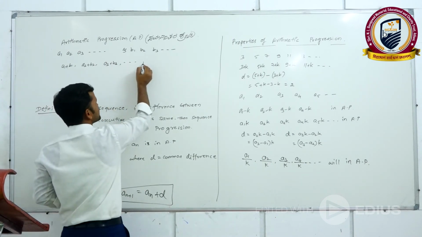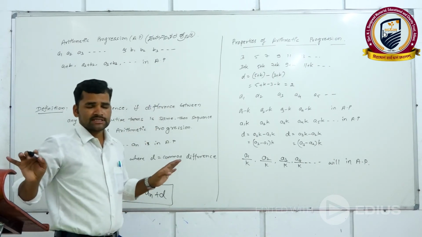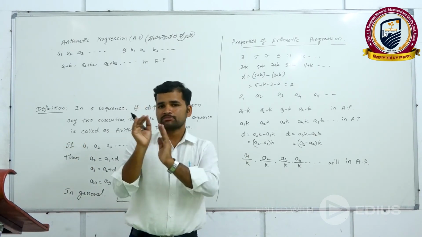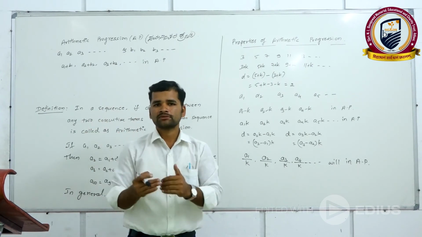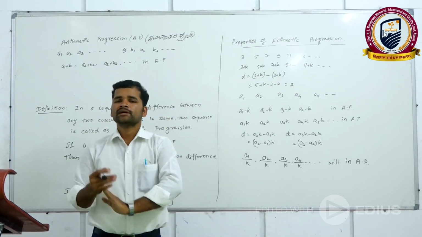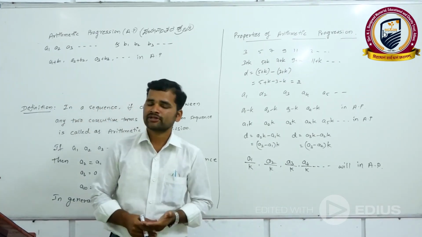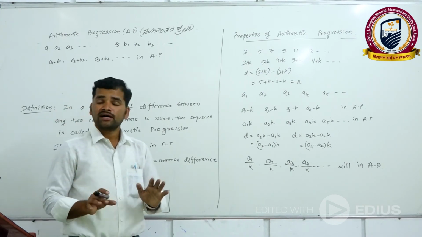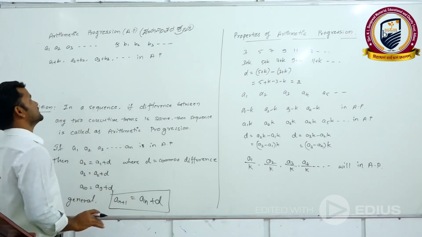Like that you take any two arithmetic progressions and add the corresponding terms, first term, second term, third term, the resulting sequence will be again in arithmetic progression. What about the common difference? Common difference can be different, but the resulting sequence will be in arithmetic progression only.